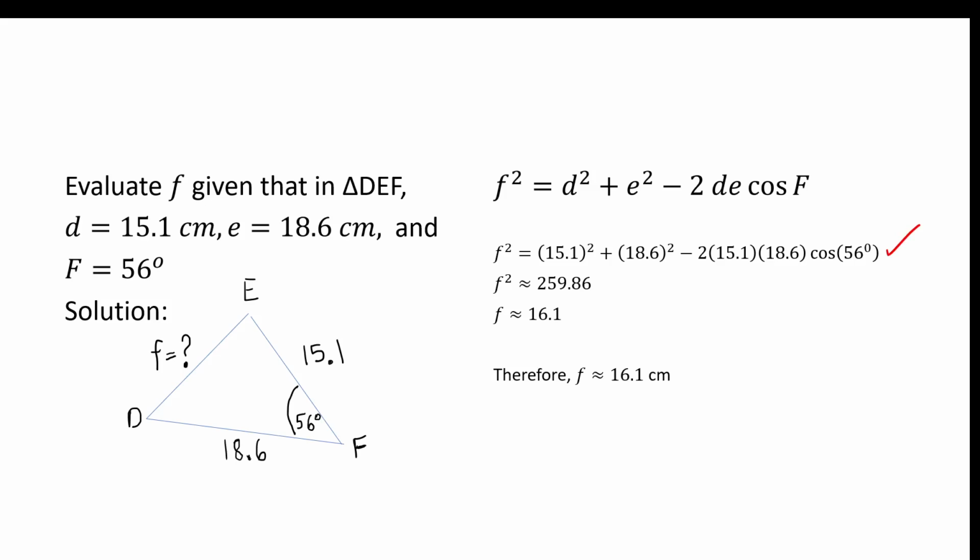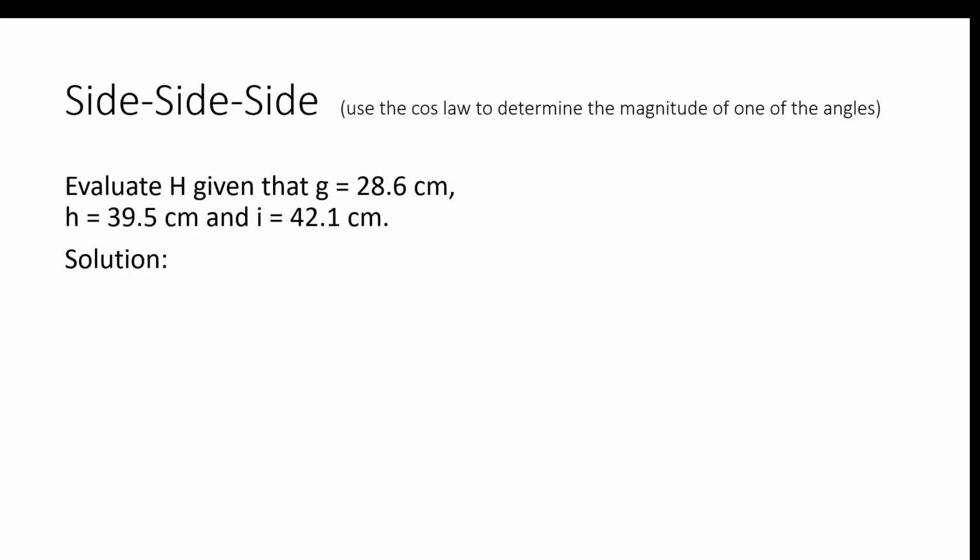And what we end up with is an approximate value for f squared of 259.86. A lot of people just leave that value in the calculator and then hit square root, and they get that the value of f is approximately 16.1 centimeters.